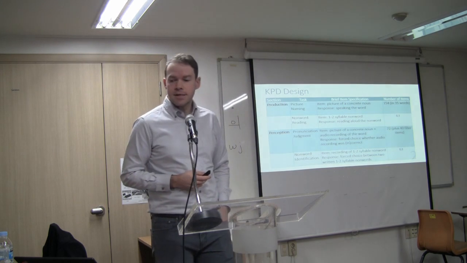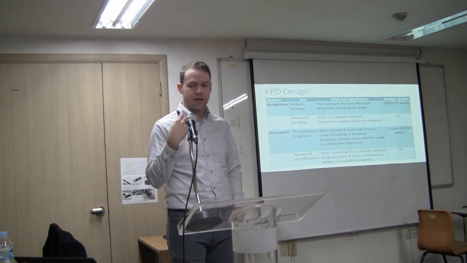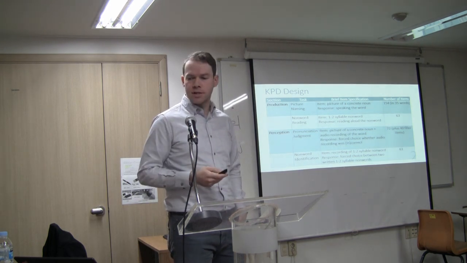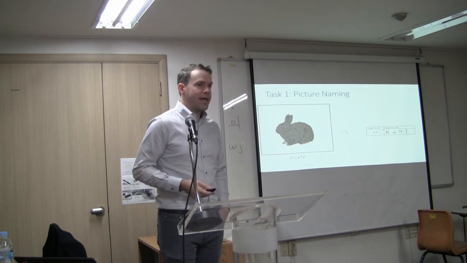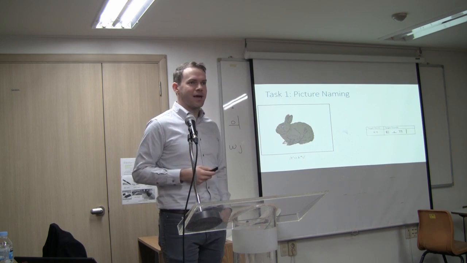So the test has two sections, production and perception, so pronunciation and hearing. And each section has two tasks. We'll take a closer look at each one of these tasks. The first task is called picture naming, and it's really simple. You see a picture and you say the Korean vocabulary word for it.